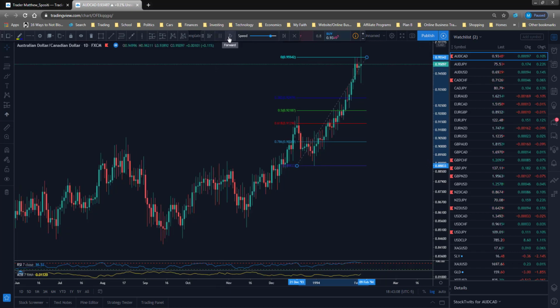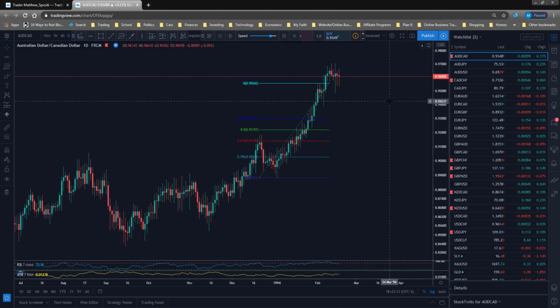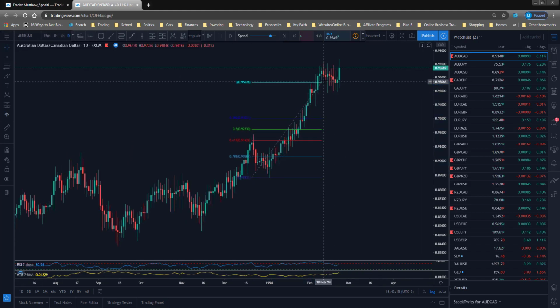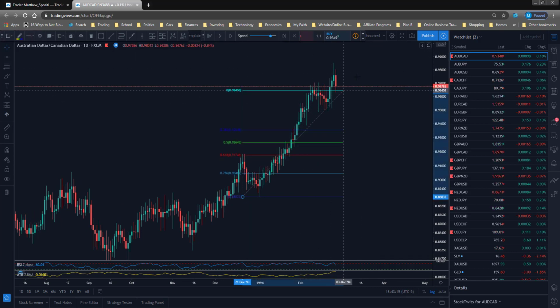Just keep going. See if we get a retracement at all. The market is just on a tear. Not at all looking like it's going to give us any kind of retracement whatsoever. I don't really know what's going to happen here, guys. I guess we just have to keep going.